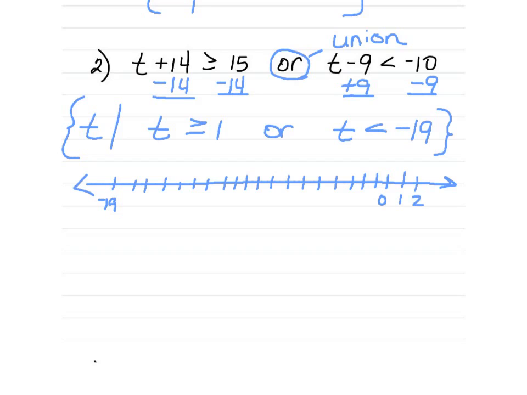Okay, so t is greater than or equal to 1. So on the 1, I need a closed circle. And I'm going to highlight everything greater than 1 going to the right. And then t is everything less than negative 19. So open circle on negative 19.